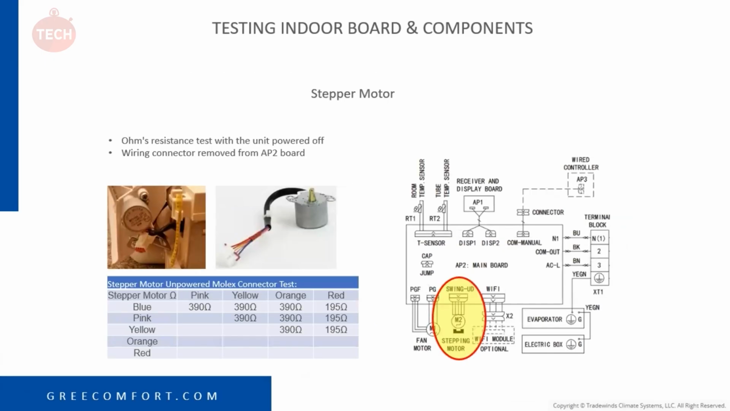Then we have a stepper motor. Here are the ohm values for your stepper motor. Again, as you can see, it doesn't have to be 390 exactly. What we're doing is looking for as long as we're close. So again, you're going to go from yellow to pink, yellow to blue, yellow to red, and orange to red. And as long as we're pretty close to equal resistance, then we have a good stepper motor.